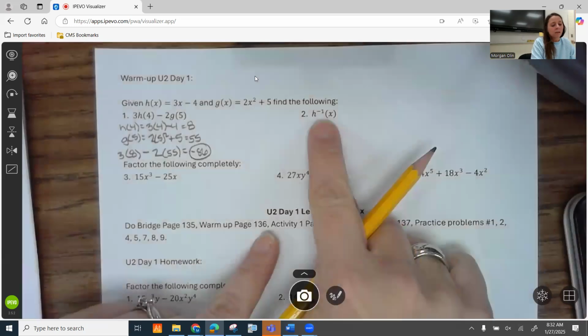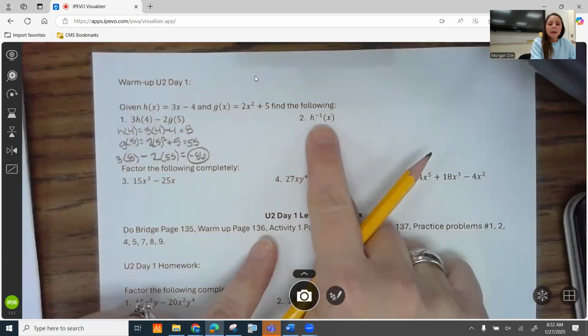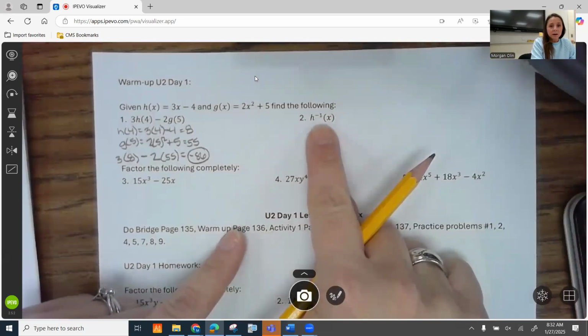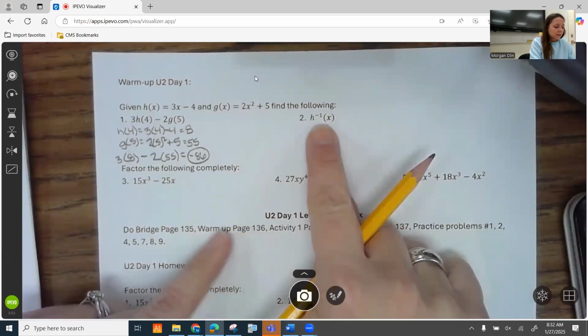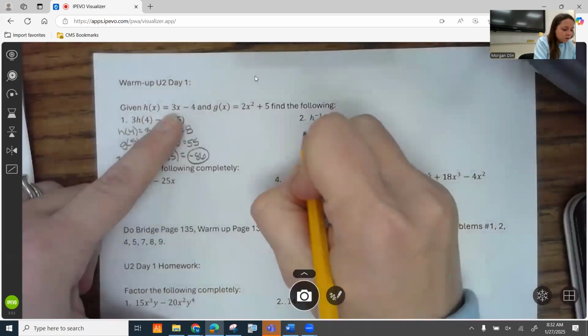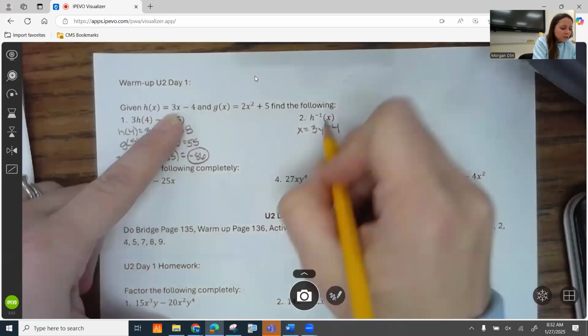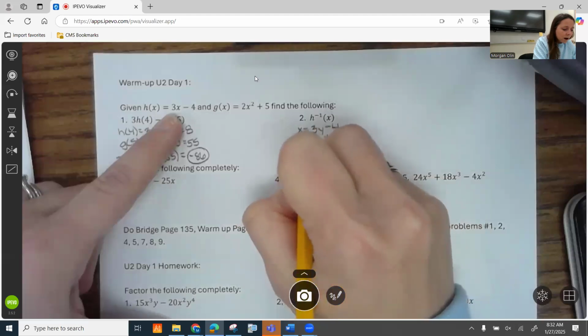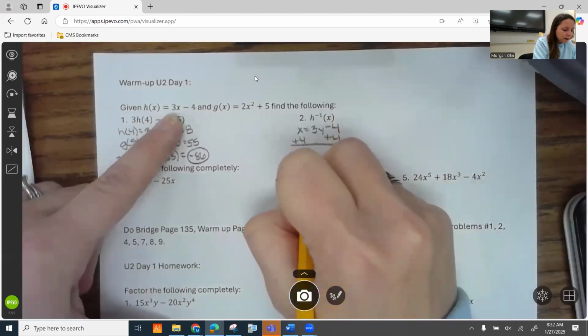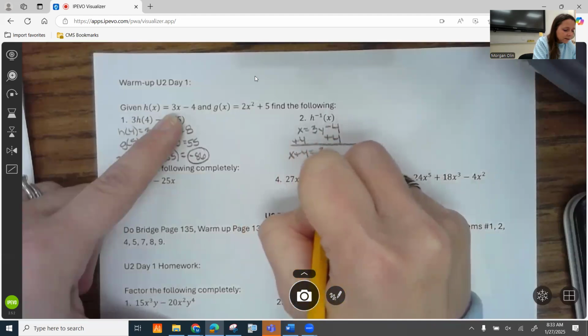Now, what do you remember from last unit? We talked about inverses. Well, what does inverses mean? Inverses mean we switch x and y. So what I'm going to do is switch it. I'm going to say x equals 3y minus 4. And now we solve for y. Add 4, x plus 4 equals 3y, and divide by 3.